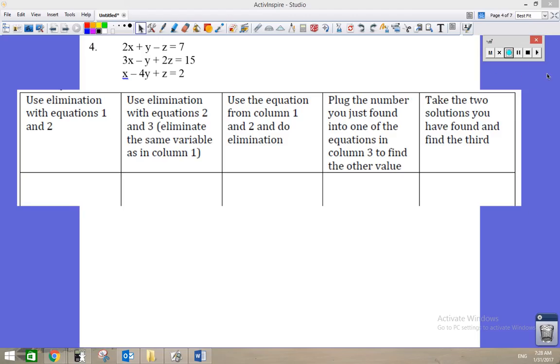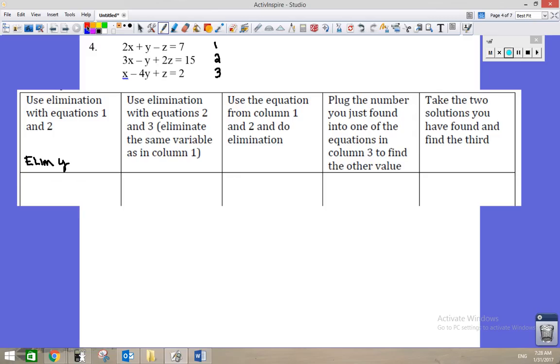Alright, so let's take a look at this problem. We want to use this chart that Mrs. Chambers made. I'm going to number my equations 1, 2, and 3. And I'm going to eliminate the variable from equation 2 that has a coefficient of 1, or in this case negative 1. I'm going to eliminate the y variable.